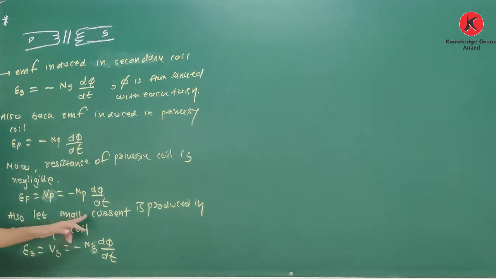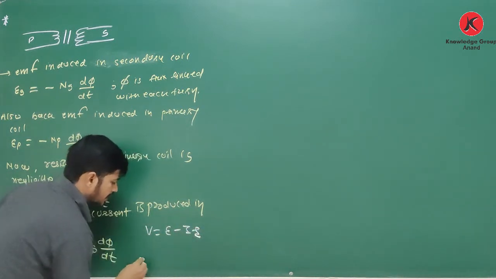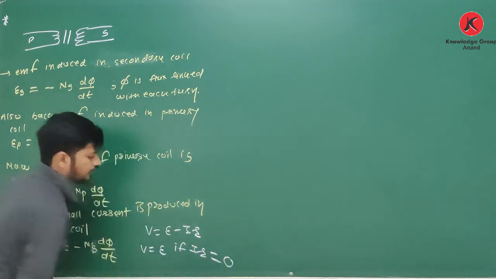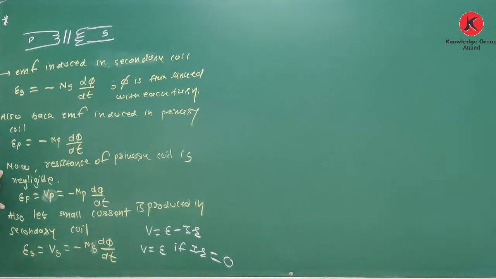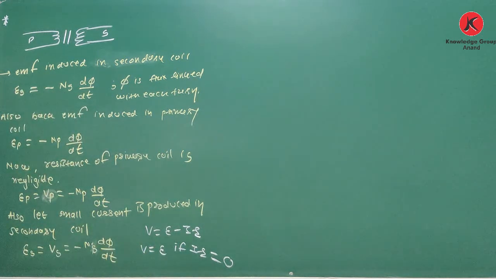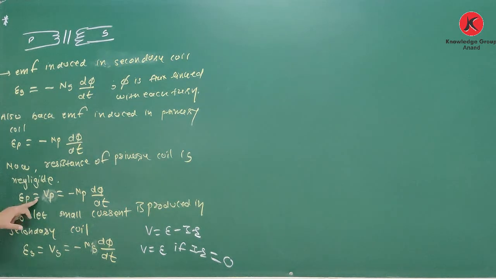Now small current means, if you remember, V is equal to E minus IR. V is equal to E if IR is equal to 0. In this case, we have considered resistance of primary coil negligible, so R is equal to 0, so IR becomes 0. In this case, we have assumed small current is produced in secondary coil, means I is equal to 0. So again, V is equal to E. Clear about this? So yes, it is Vp and it is Vs.